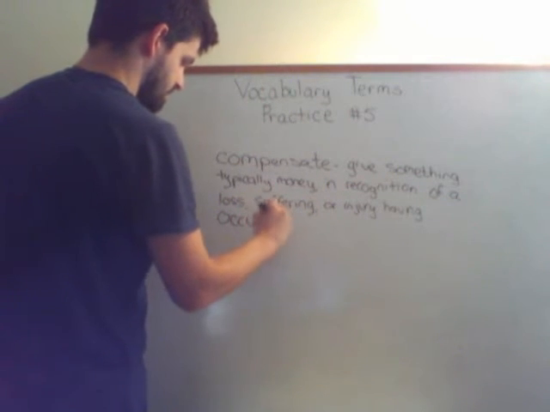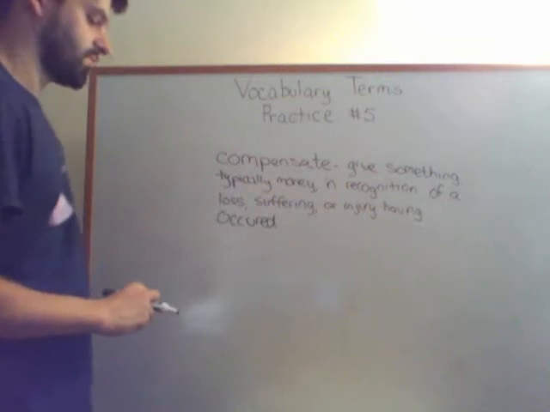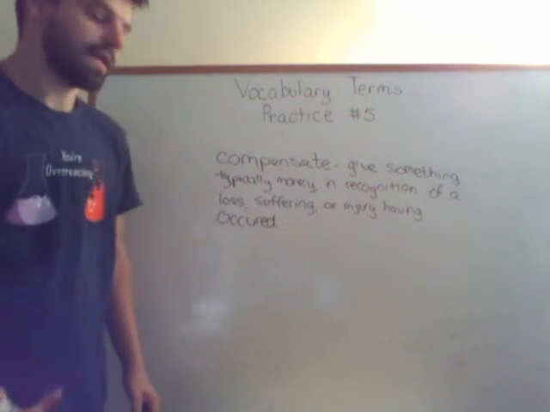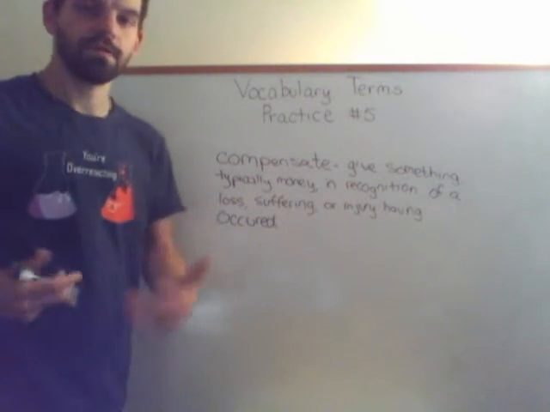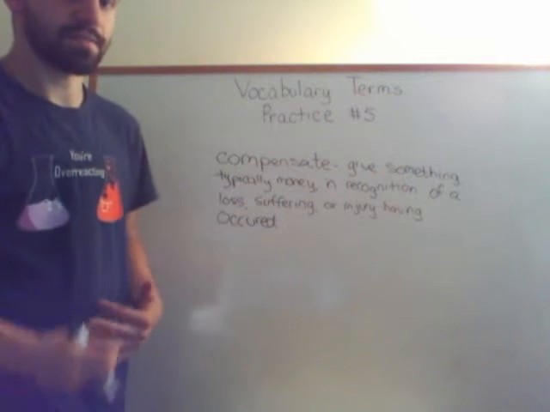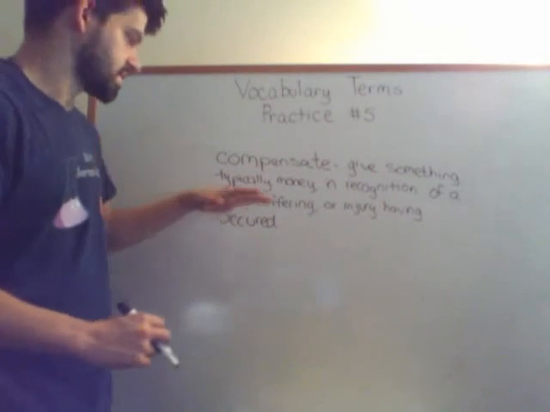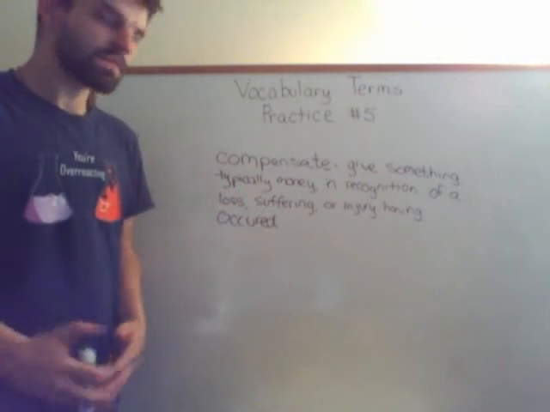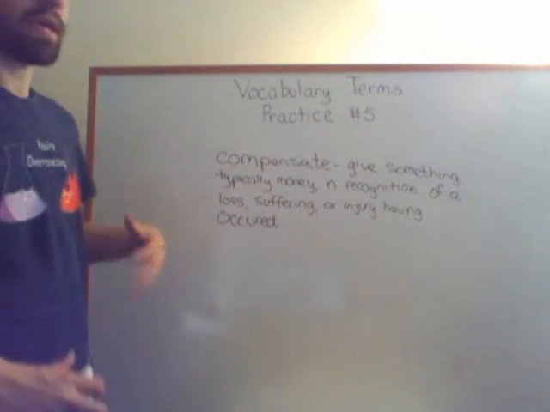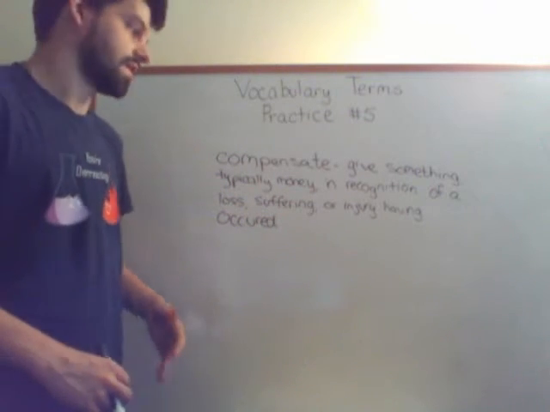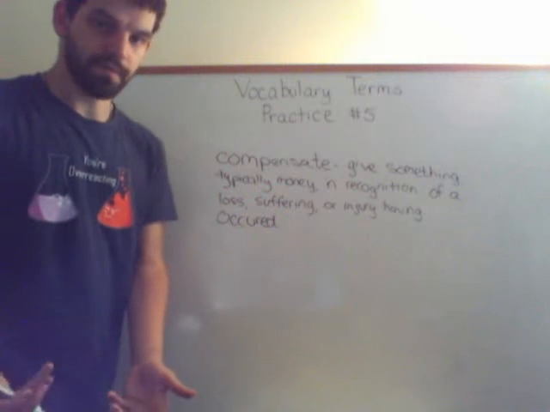Okay. The sentence that I came up with for this definition is payments were given to the farmers to compensate for cut in subsidies. So the loss or suffering is the cut in subsidies. The compensation is the payments that were made in response and given to the farmers.